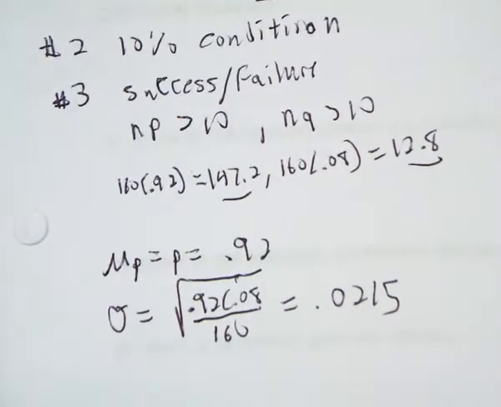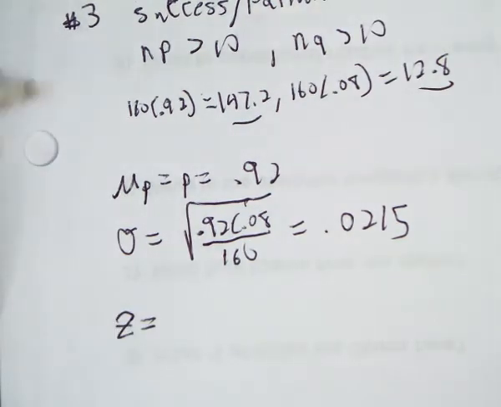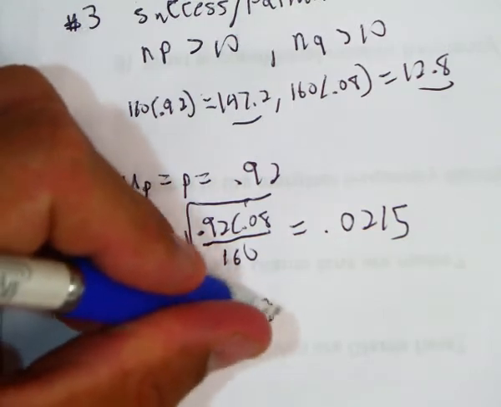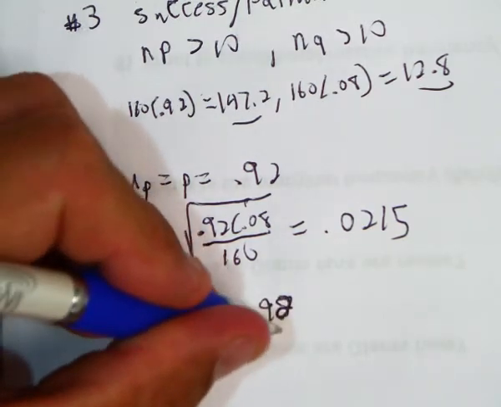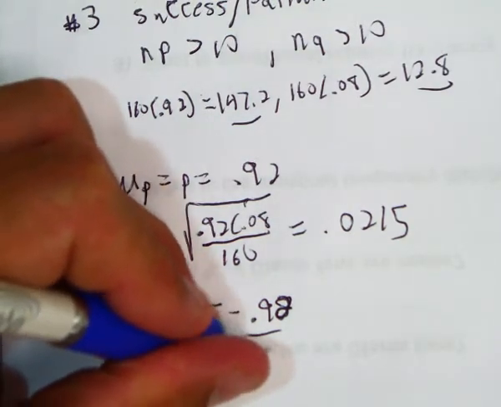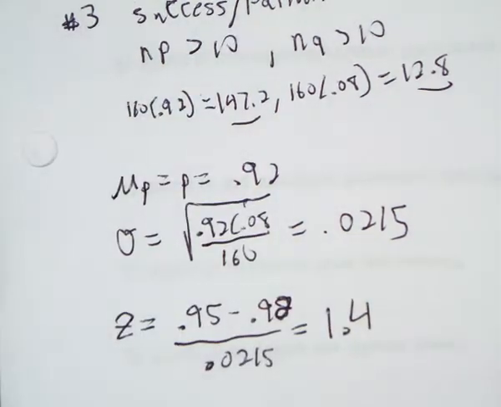Okay, and then we got to do a z-score. So z equals 0.95 minus 0.92 over 0.0215. And if you do that, you get a z-score of about 1.4.